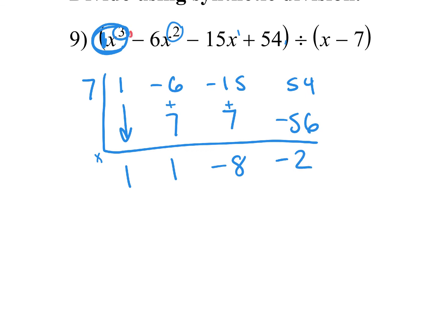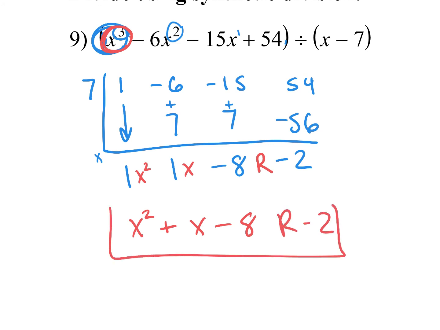All right, so if my question started with x to the third power, what does my answer have to start with? X squared. And then what comes next? X. And then just the number, and then what's the last number? The remainder. So my answer here is x squared. Remember, if it doesn't have a sign in front of it, that means it's positive. So we put plus x minus 8 remainder -2. So we don't put the 1s in front of the x because it's implied that it's a 1.